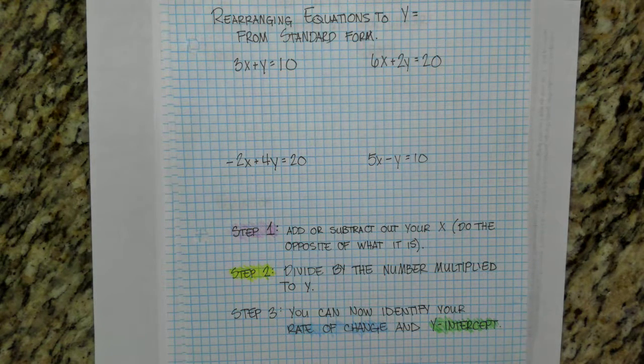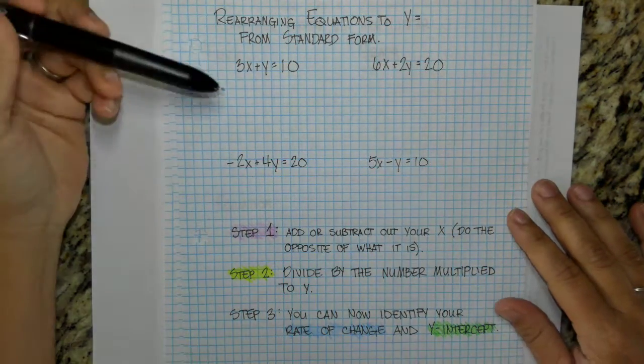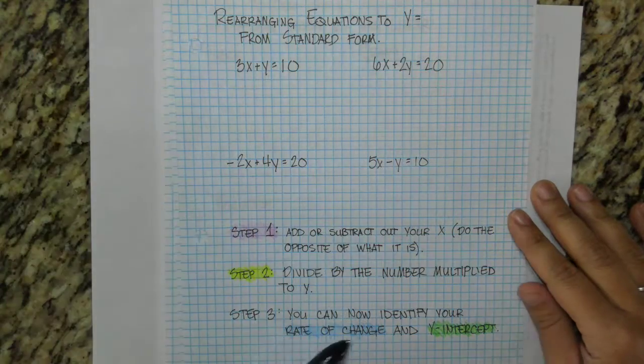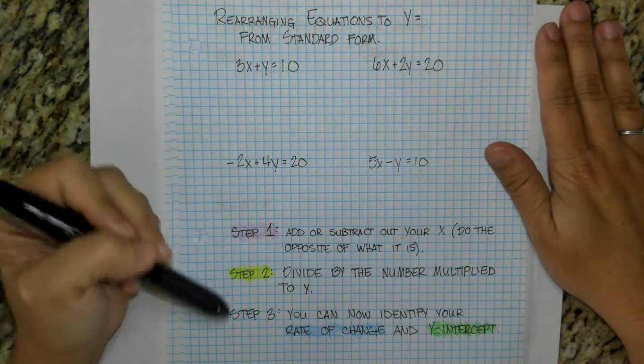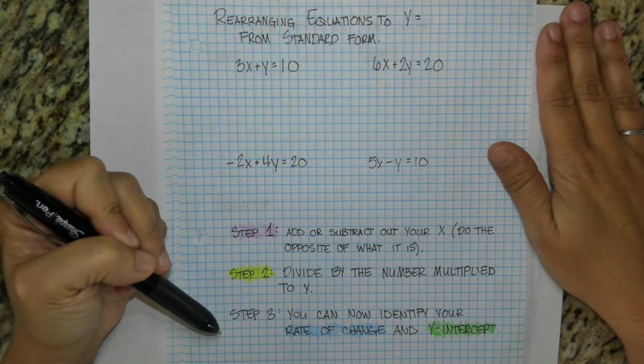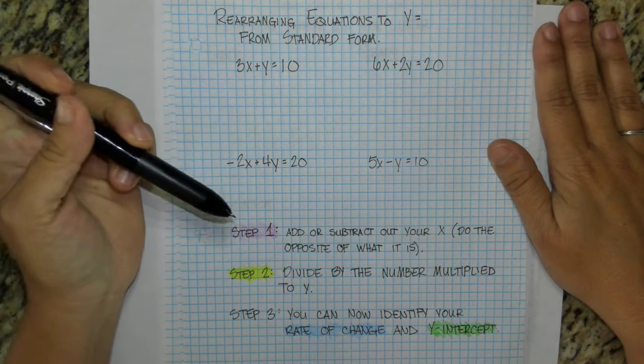Okay, we are looking at rearranging equations to y equals form from standard form. When we do that, we can decide whether the equation is linear or nonlinear. We can also see the rate of change and the y-intercept. I've got the steps listed out for you down here, and I am just going to do them and color code them as we do them so you understand what each step is.